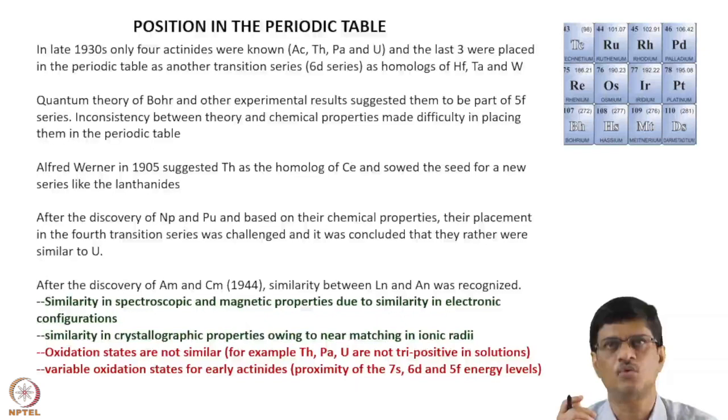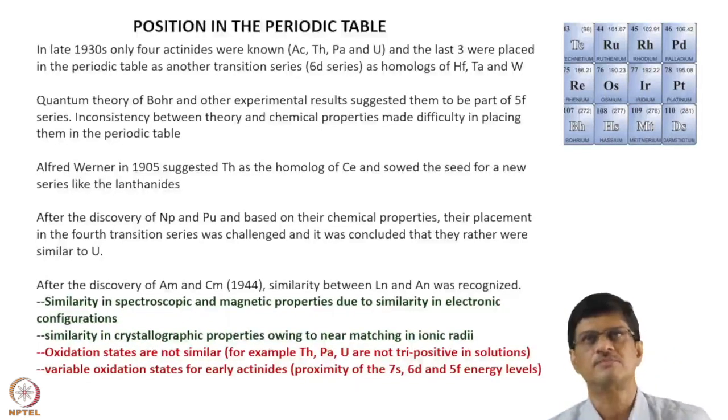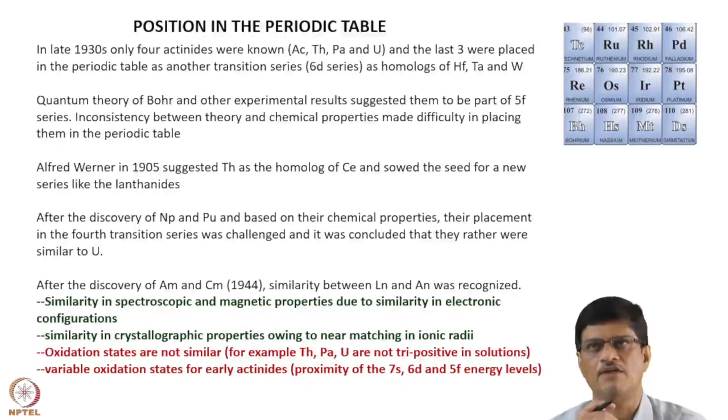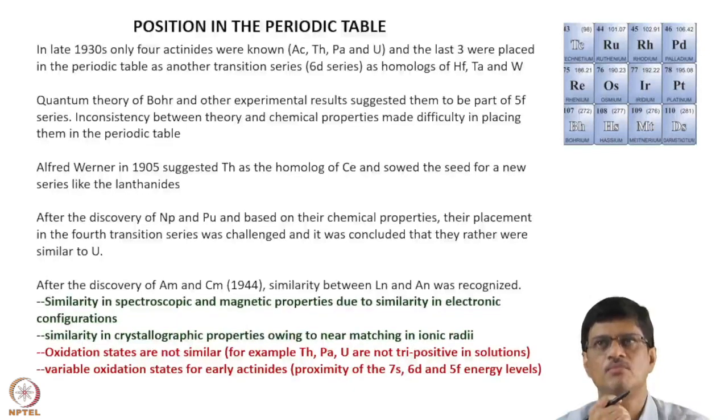Now coming to the position in the periodic table, in the late 1930s, only 4 actinides were known, that is actinium, thorium, protactinium and uranium. The last 3 were placed in the periodic table as another transition series, the 6d transition series, as the homologs of hafnium, tantalum and tungsten. Now, as I have already mentioned in the chemistry of neptunium, neptunium was placed under rhenium.